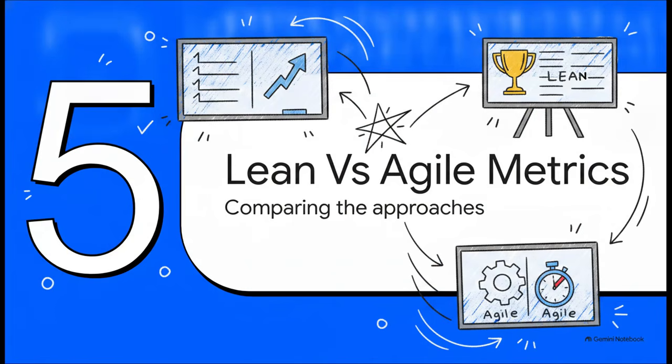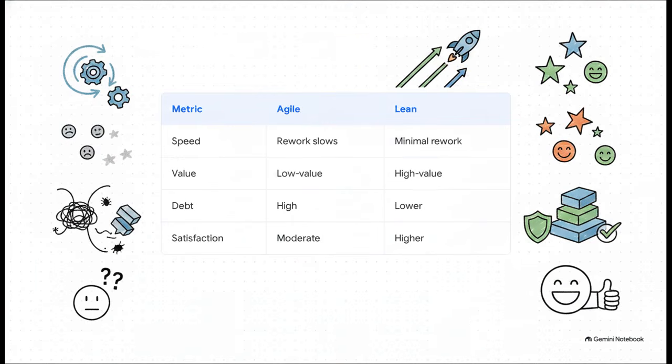Let's wrap things up with section 5. Lean versus agile metrics. Let's actually look at the scoreboard here to see the contrast. Check out delivery speed. Both teams are running 2-week sprints, sure, but Lean completely leaves Agile in the dust because there's minimal rework slowing them down. Look at feature value. Agile shipped some pretty low-value stuff, while Lean ensured absolutely every feature delivered was high value. Thanks to building quality in with automated testing, Lean drastically slashed bugs and technical debt compared to Agile.